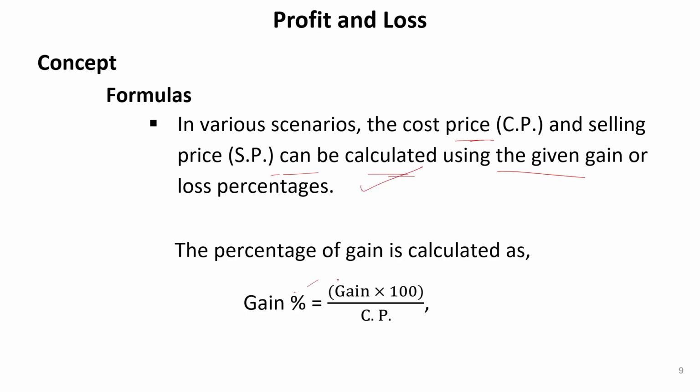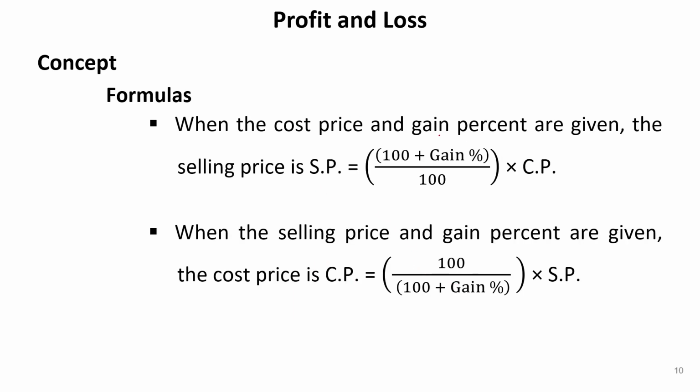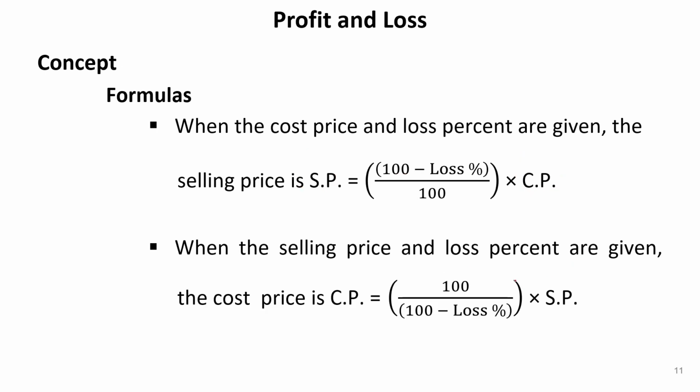Okay, so gain percentage is equal to gain into 100 by CP, right? So when the cost price and gain percent are given, the selling price SP is equal to (100 plus gain percent) by 100 into CP. This is the formula we will use. So when the selling price and gain percent are given, the cost price will be equal to what? 100 by (100 plus gain percentage) into SP.